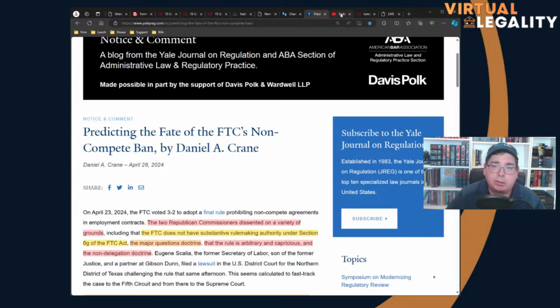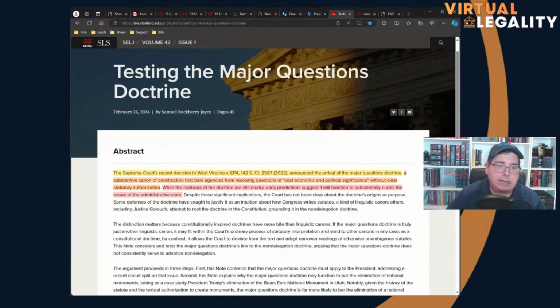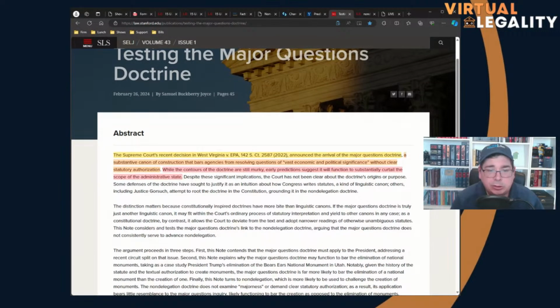We talked about major questions. That's essentially a new kind of doctrine introduced by the Supreme Court pretty recently in 2022. That is a canon of construction that bars agencies from resolving questions of vast economic and political significance without clear statutory authorization. So the Supreme Court in the United States has been looking at statutes and saying, Congress knows how to write to give you the authority to make broad descriptions of things. And Congress knows how to do this. And if they don't, then you don't have that authority. And so the Supreme Court has taken that up in the last couple of cases. They might well bring it up again.